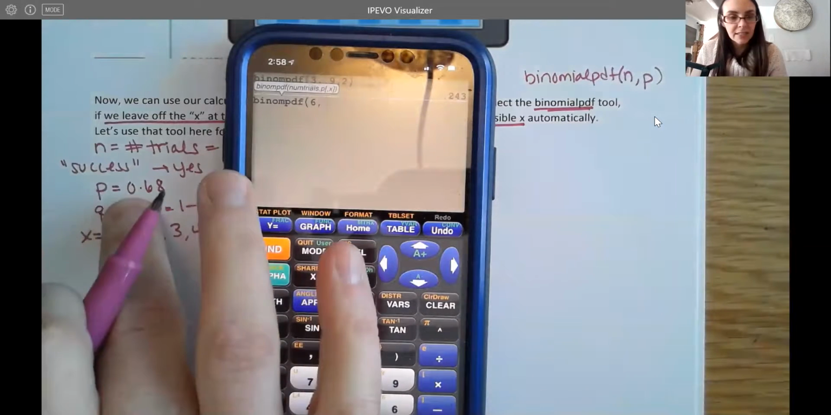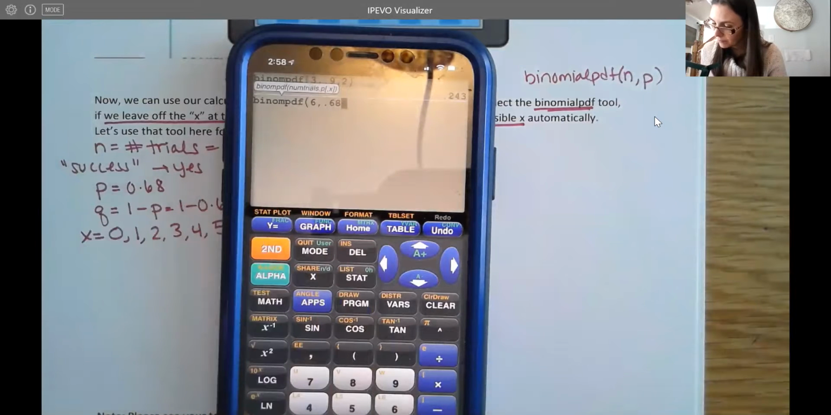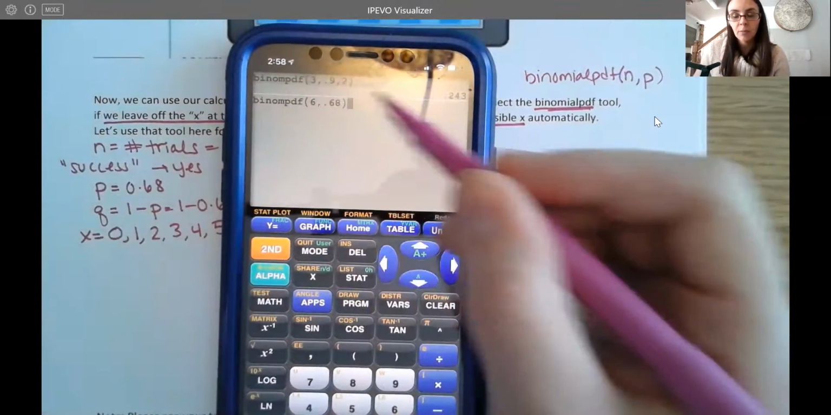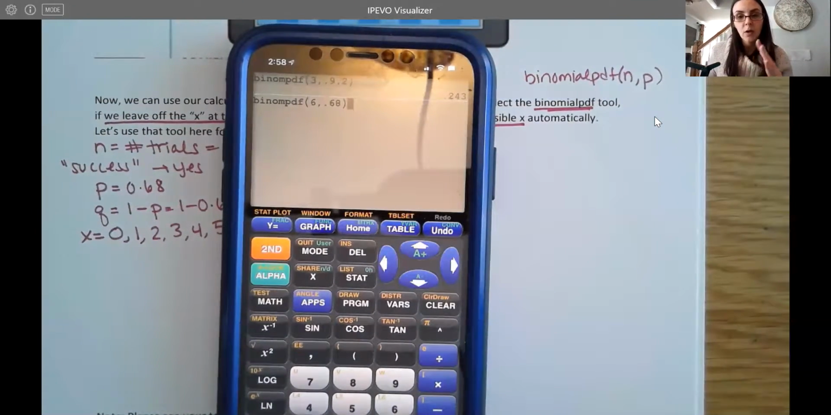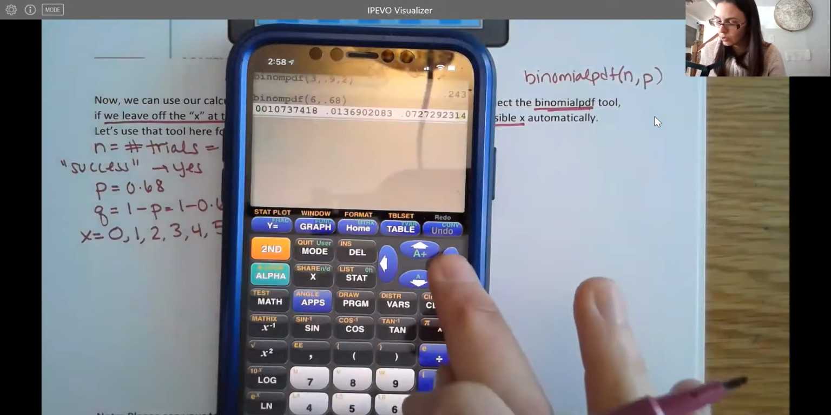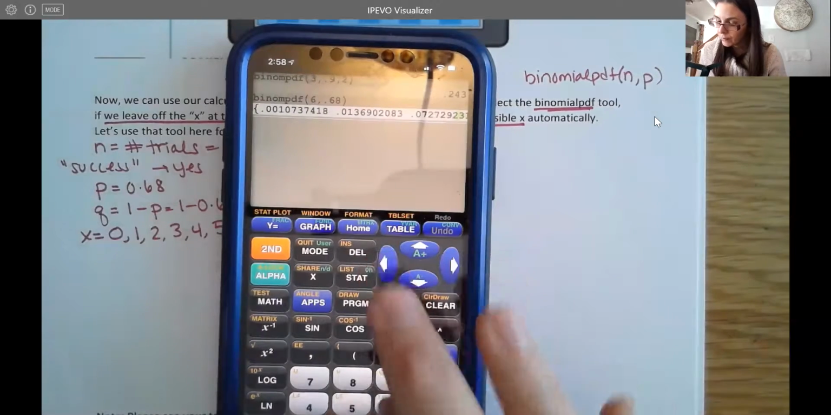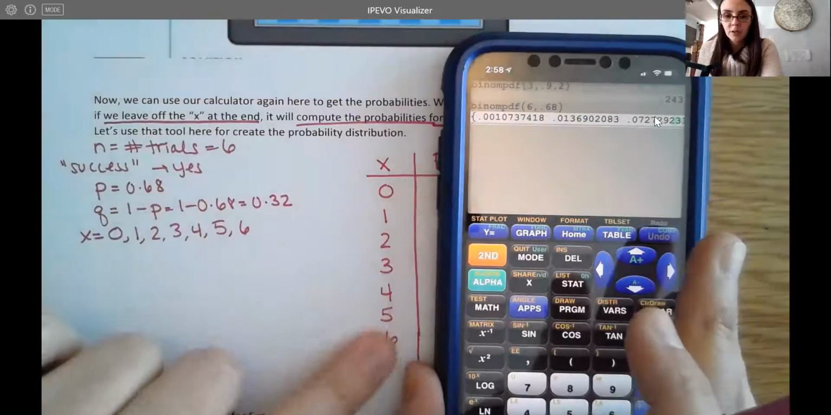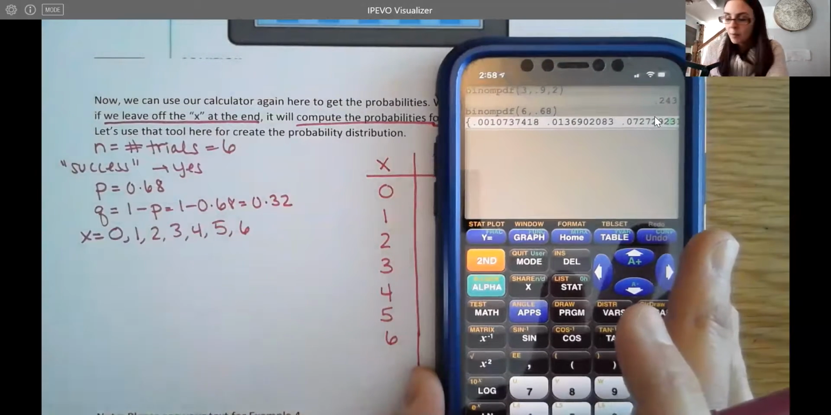And my probability of success is 0.68. Now, if I leave off the x at the end, it will compute every single x value outcome probability for me. So I'm just going to hit enter. And then what you can do is just use your arrow key to slide through. You do have to have your table set up on your own though. So it's not going to tell you which the x's are, but they'll go in order.